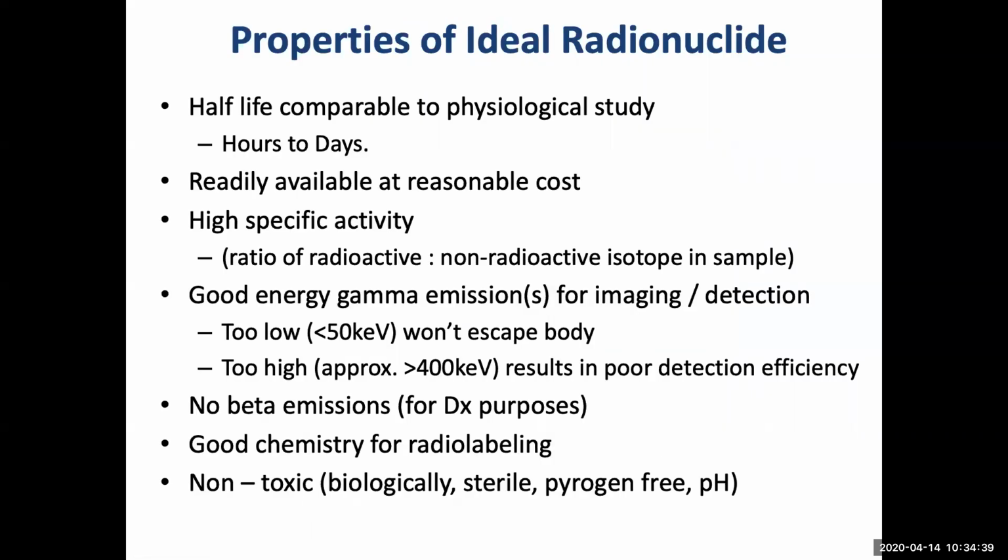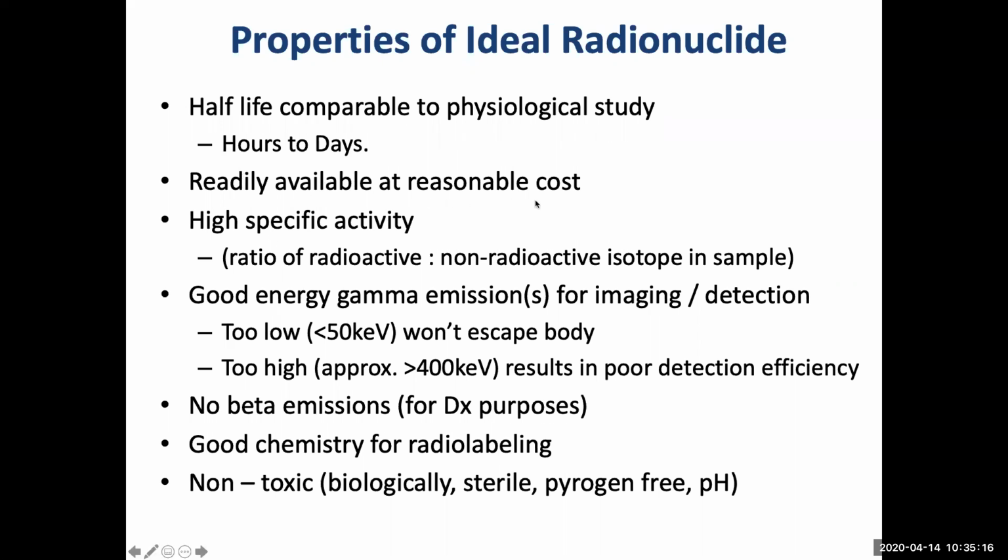Let's talk about the properties of an ideal radionuclide, what we want to have in nuclear medicine. The radionuclide should have a half-life comparable to the physiological study or imaging, hours to days. We don't need a very short half-life. If we inject the patient with a half-life of 1 minute or 2 minutes, we cannot use this kind of radionuclide. And we don't need a very long half-life. We don't want the radioactivity to remain inside the body for a long time and expose the patient. So we need a good half-life; hours to days is acceptable.